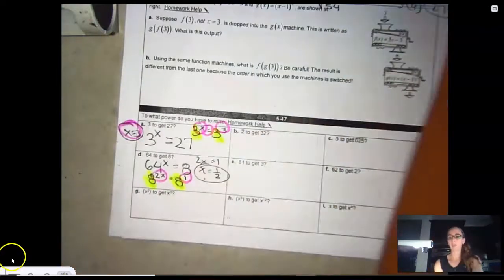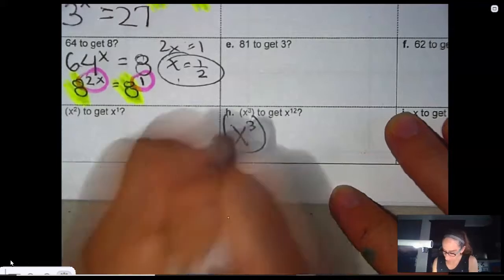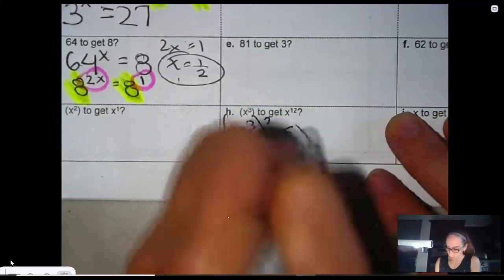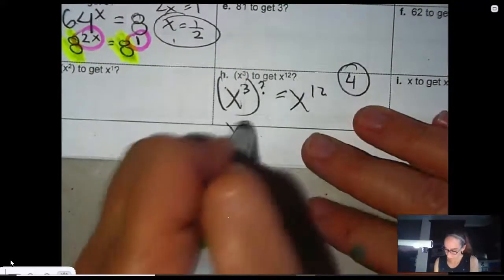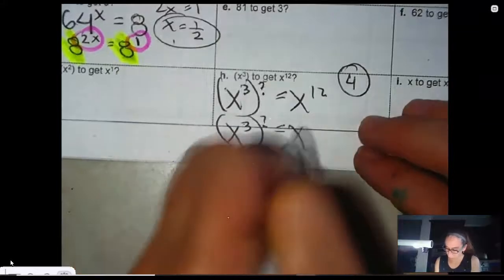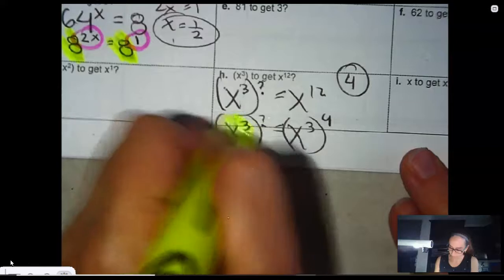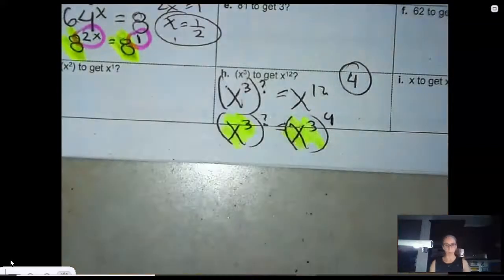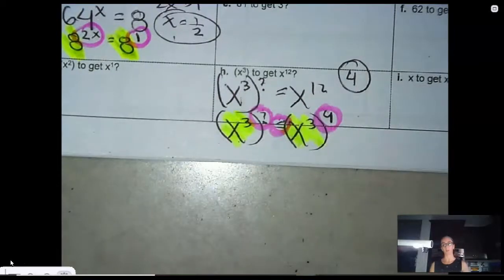Sorry, I think I got a sneeze happening again. All right. I'm going to do letter H, and then you can do the rest with homework help, okay? So this is x to the 3rd to the what gives you x to the 12th. And some of you go, oh, I know, that's 4. Well, how could I show it? X cubed to the question mark equals x cubed to the 4th. See how my bases are the same? So now the question mark equals 4, which is what my answer is.